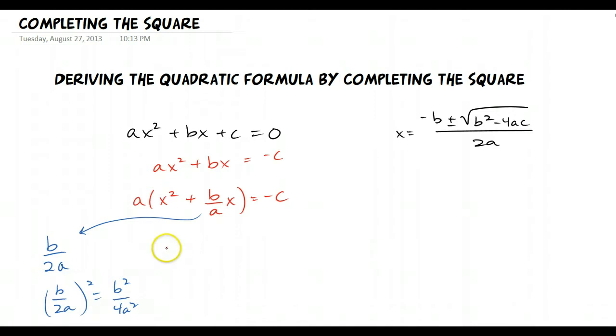So I now rewrite this left side as x squared plus b over a x plus b squared over 4a squared. Now, I can't just add something to the left-hand side without balancing my equation on the right-hand side. So I need to add another term in here. I can't just add b squared over 4a squared, though, because I'm actually adding a factor of a times that amount, right? So a times that amount.